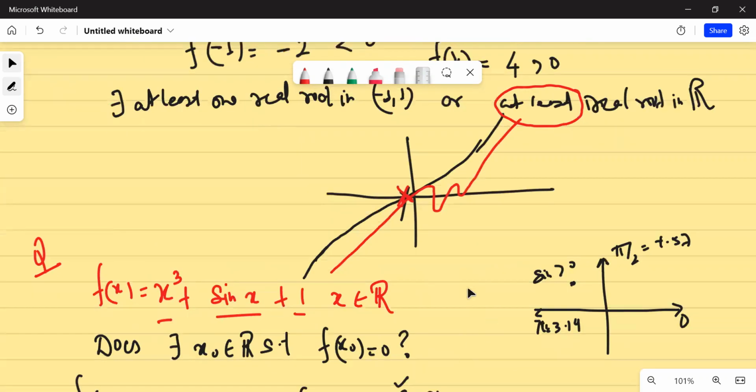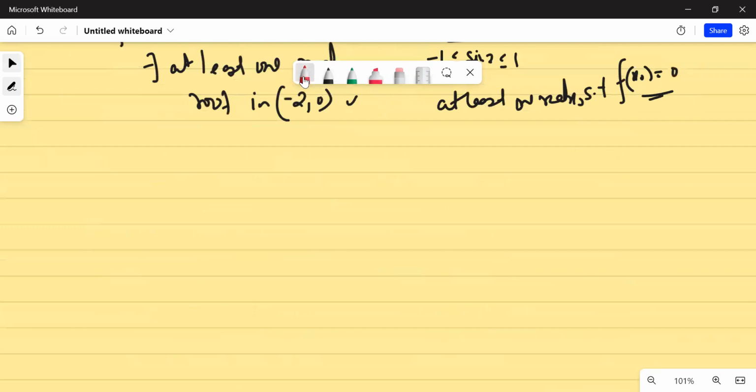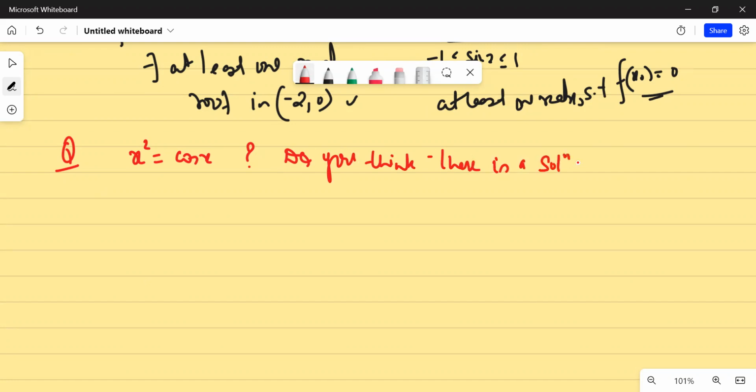Okay, एक क्वेश्चन का जवाब चलो. x square equal to cos x. Does there exist a solution for it? Do you think there is a solution for it? Okay, so I'm leaving it to you as homework. Tomorrow we'll do it. Okay. Yes, sir. Okay. Thank you.